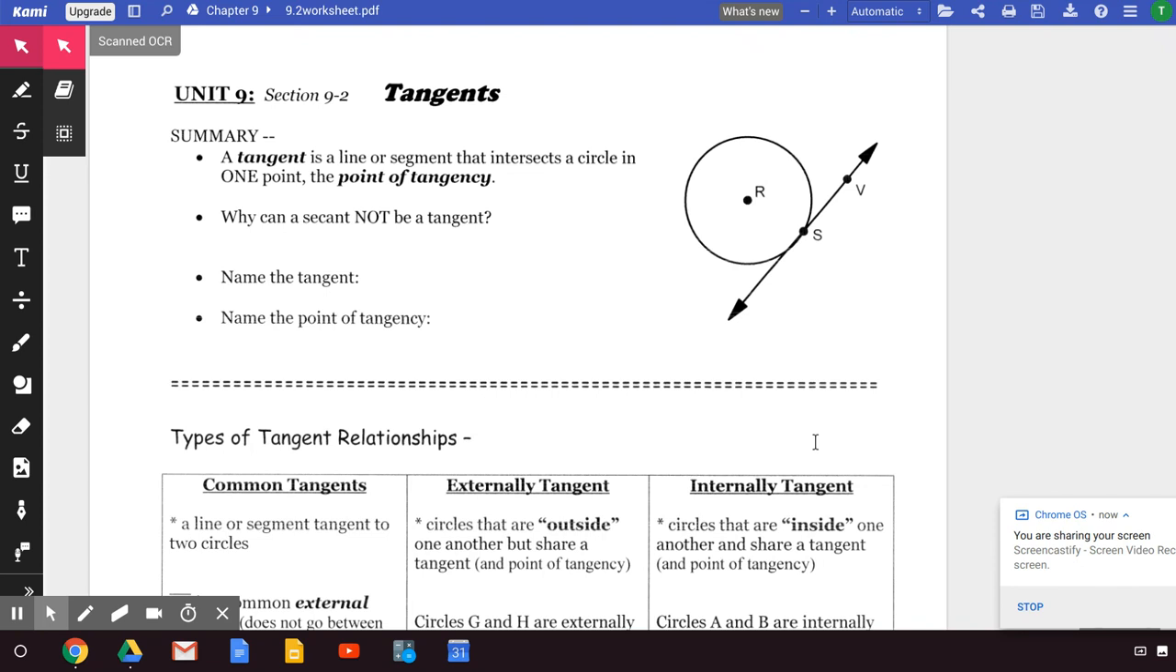Hi, today we're going to learn about the properties of tangents. We already know what a tangent is. It's a line or segment that intersects a circle in one point, which is called the point of tangency. So the first thing we want to look at is why could a secant not be considered a tangent?